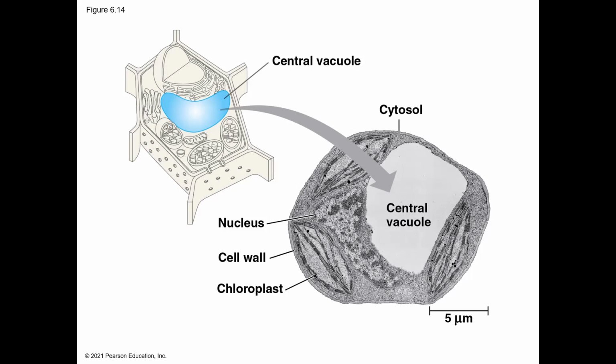And so in this image, you can see this is a plant cell that has a very large central vacuole, and you can see how large the central vacuole is compared to the rest of the cell.